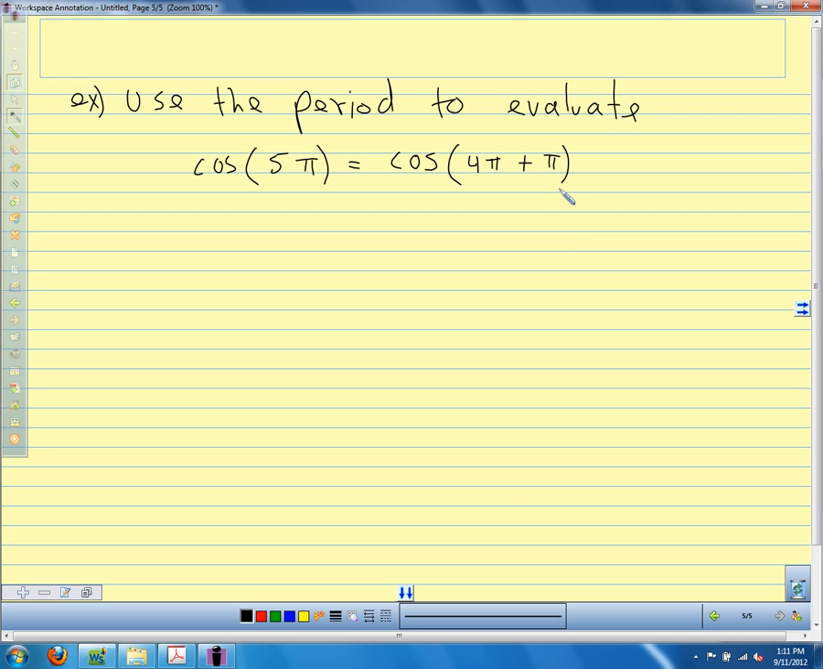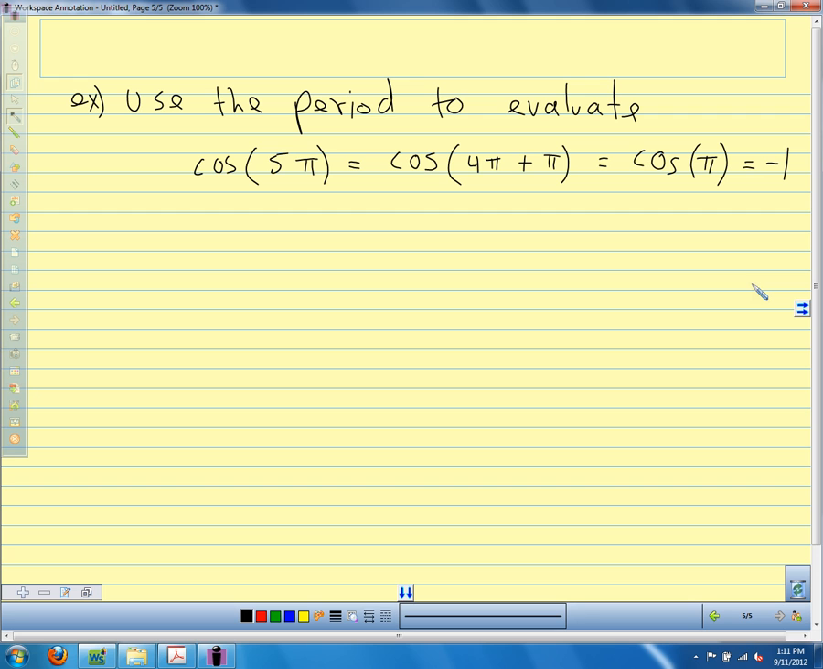This is the cosine of 4 pi plus pi. Well, the cosine of 4 pi just means we've gone around the circle twice. That's a multiple of 2 pi. So this is just the same as the cosine of pi. And looking on our unit circle, what's our x-coordinate when we're halfway around the circle? -1.